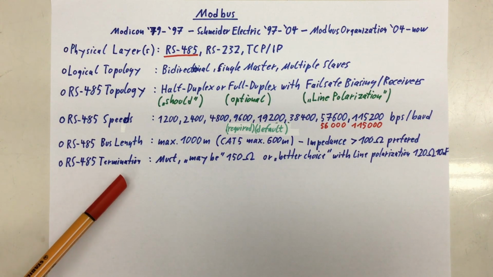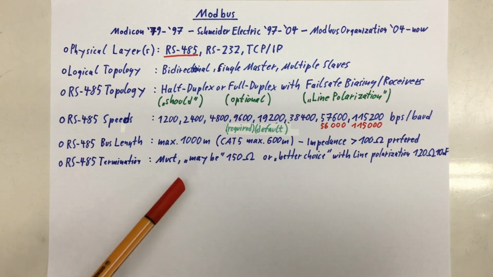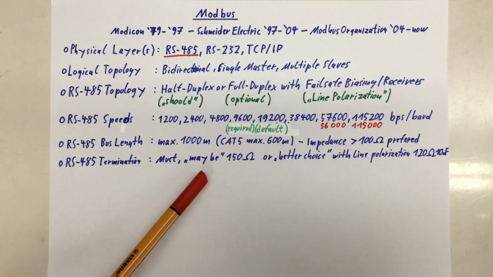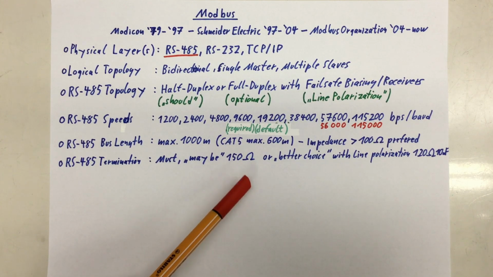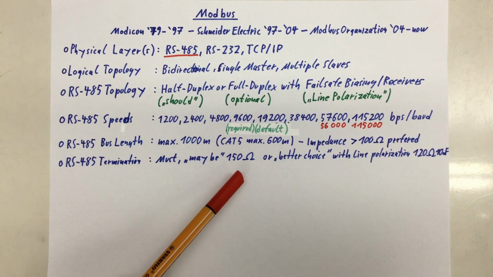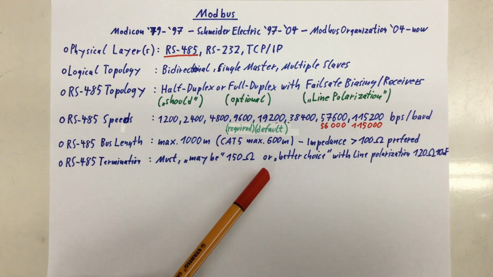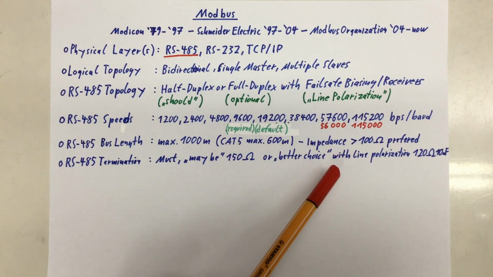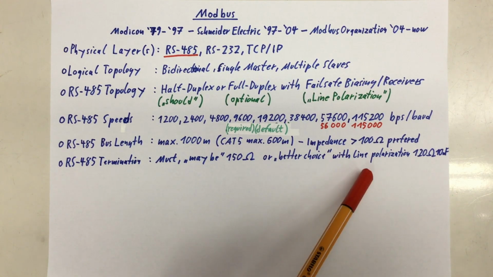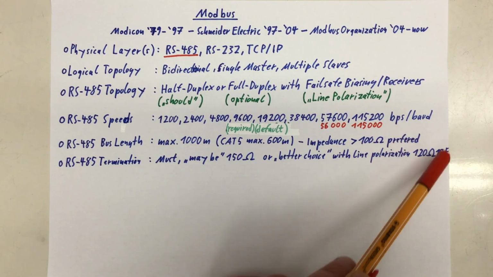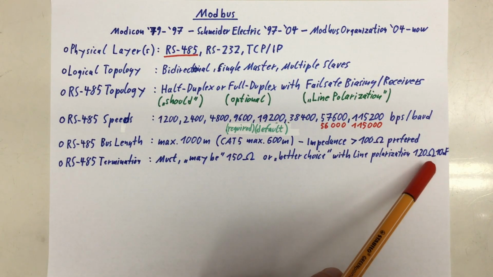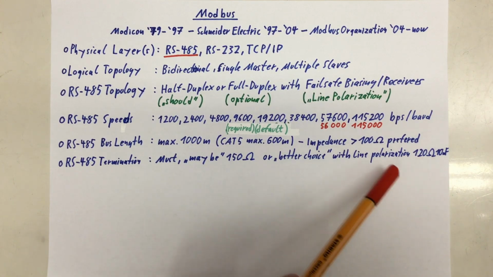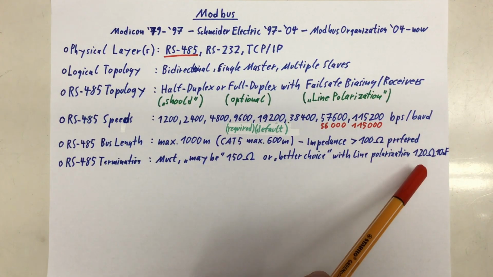Terminating Modbus transmission lines is a must, but they only give you a maybe value of 150 ohms for the termination resistors. However, they say it's a better choice in conjunction with line polarization, that is fail-safe biasing, to use a 120 ohm resistor in series with a 10 nanofarad capacitor, so an RC termination.